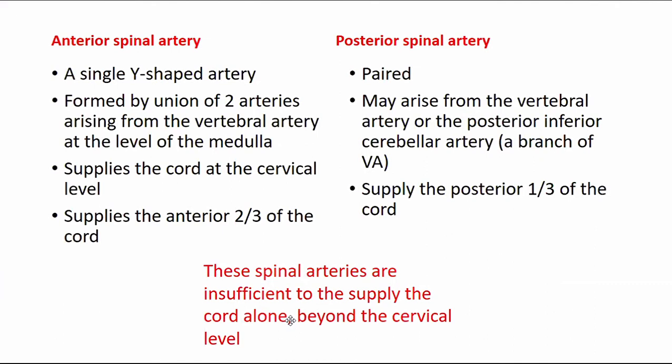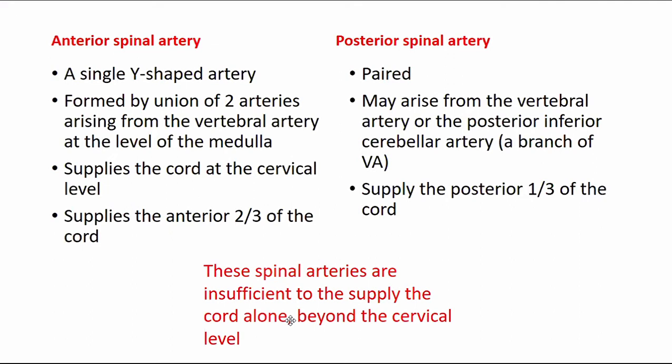The anterior spinal artery is formed by the union of two arteries, each of which arises from the vertebral artery of the skull. So this is a single Y-shaped artery, two arteries which join at the midline to make a Y-shape. It supplies the cord at the cervical level. Branches from the anterior spinal artery enter the substance of the cord and supply the anterior two-thirds of the cord at the cervical level.